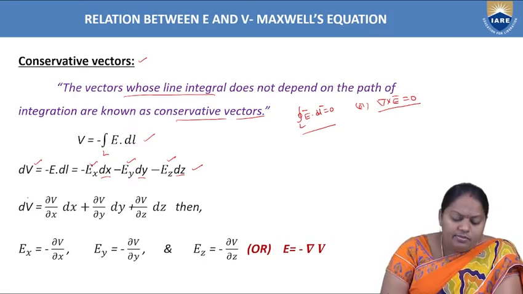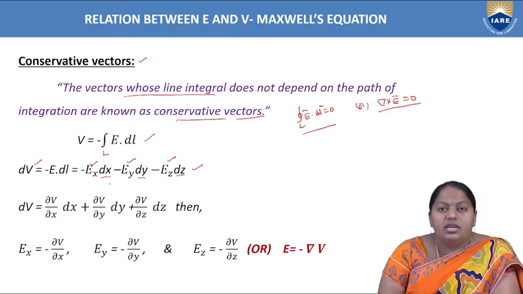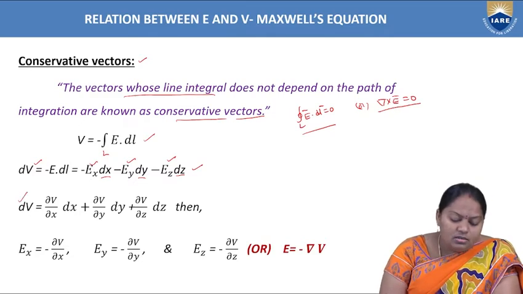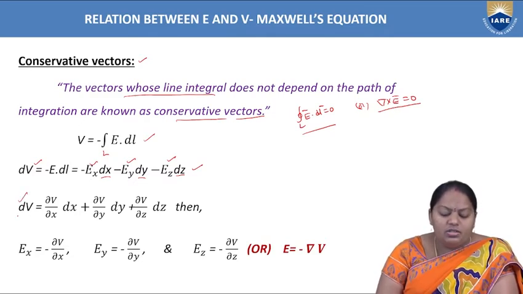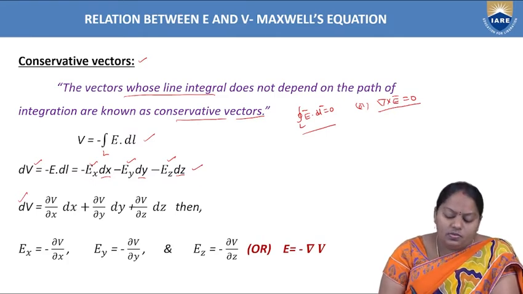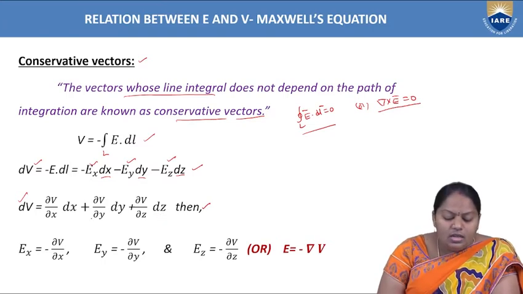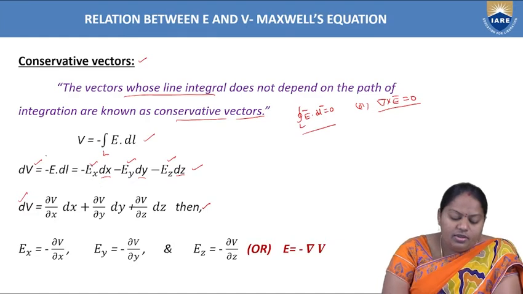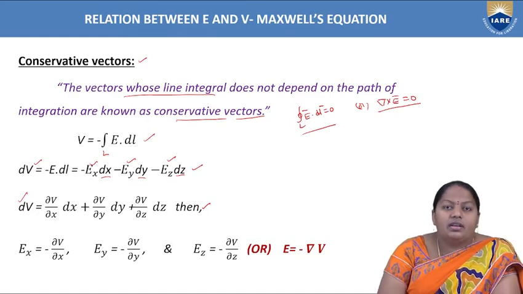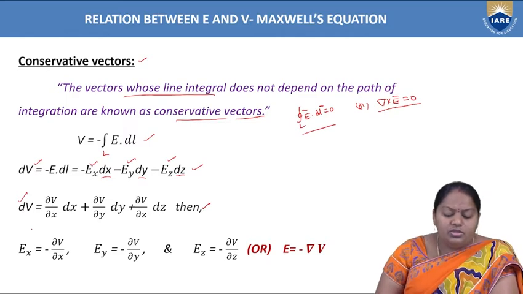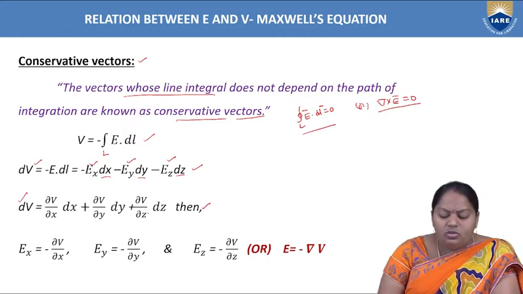So now the equation for dV is obtained as minus Ex dx minus Ey dy minus Ez dz. Now consider the differential of the electric potential dV expressed through vector analysis, given by the formula dou V by dou x into dx plus dou V by dou y into dy plus dou V by dou z into dz. This is the equation for dV expressed using vector analysis. Now compare these two equations.